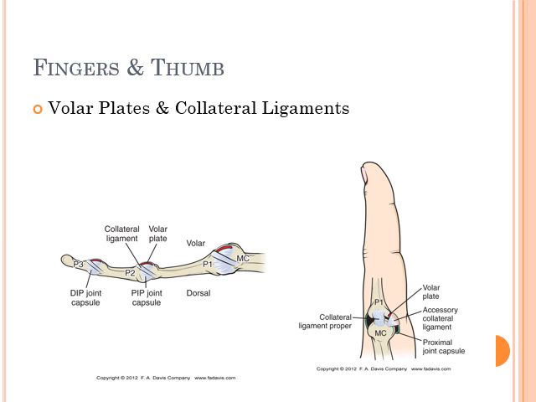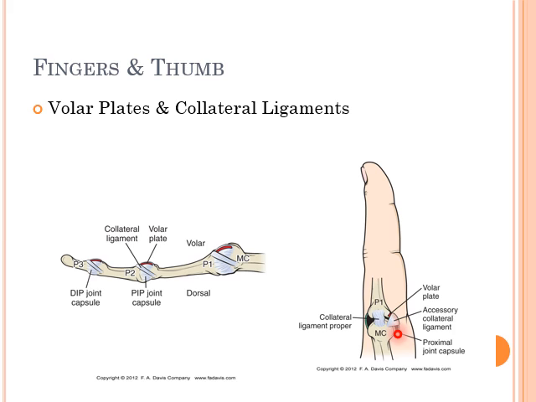So first we'll talk about the volar plates and the collateral ligaments. So what the volar plate does, if you look at this picture here, you could see anatomically where it falls. So it's on that palmar surface. So it's a little soft tissue structure that lines the anterior surface of the joint. And what the volar plate actually does is it helps to increase the range of motion that occurs at the IP joints in the fingers.